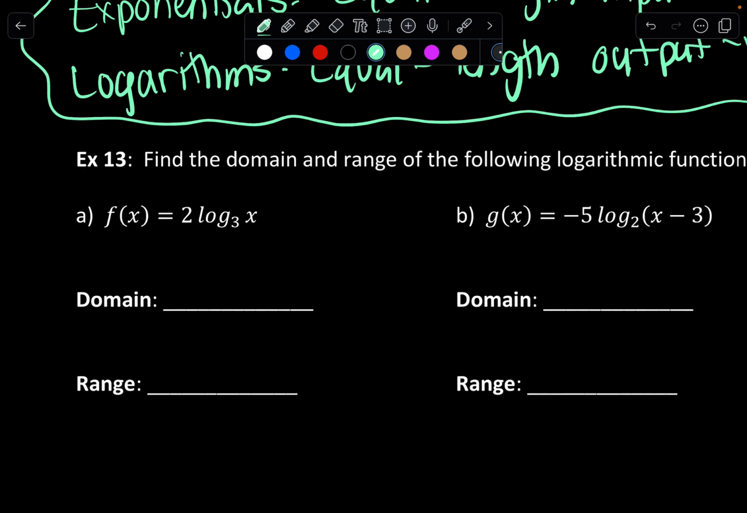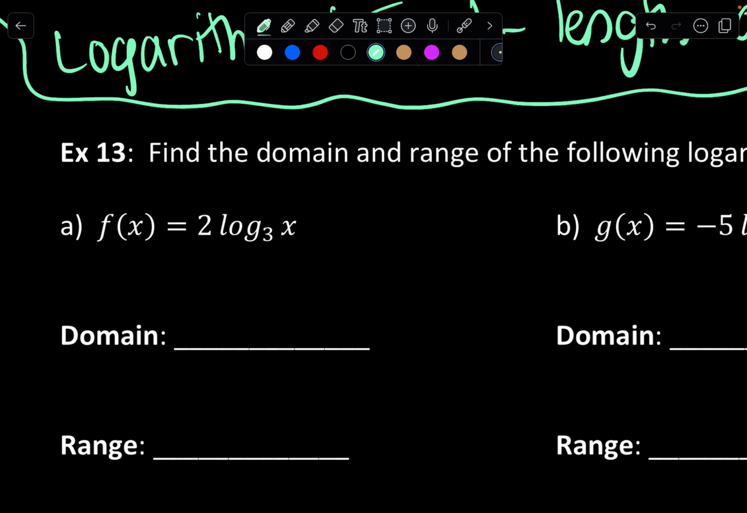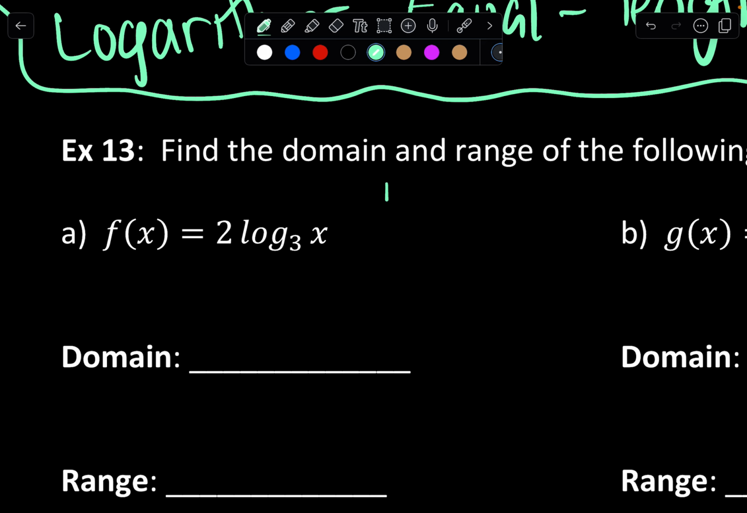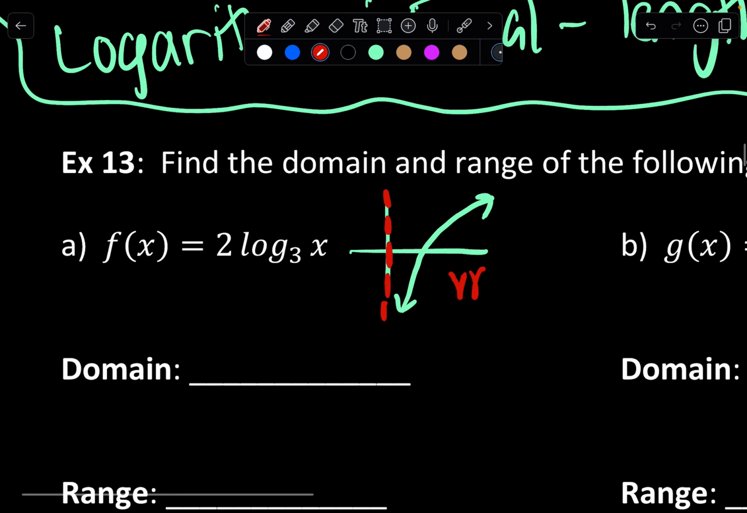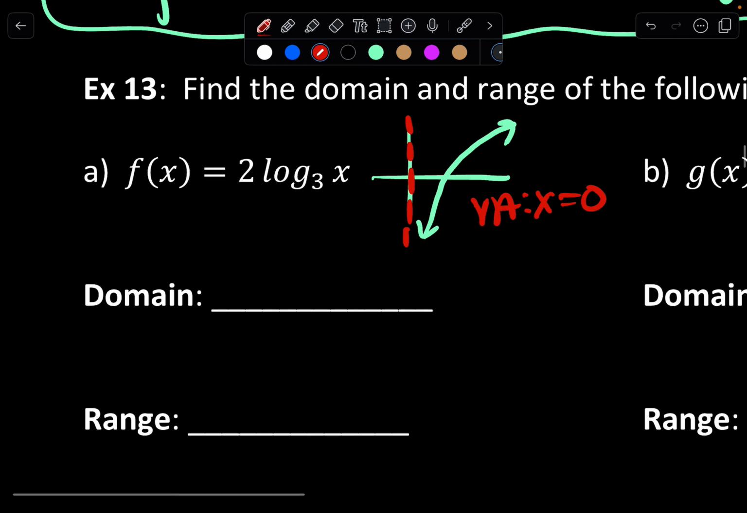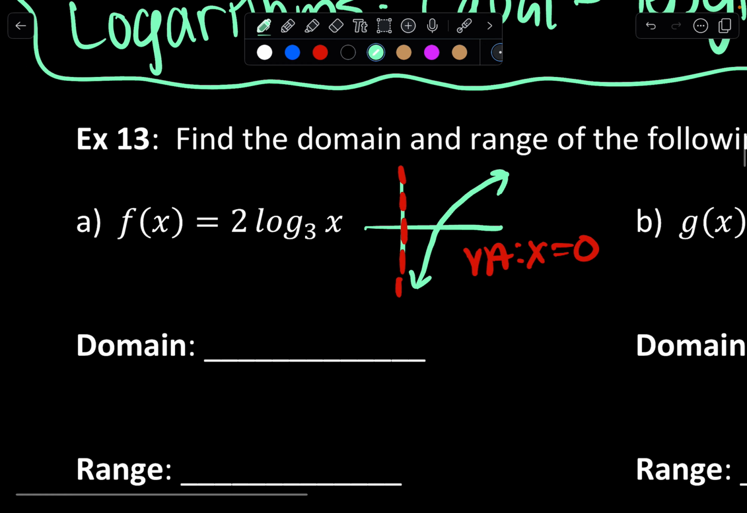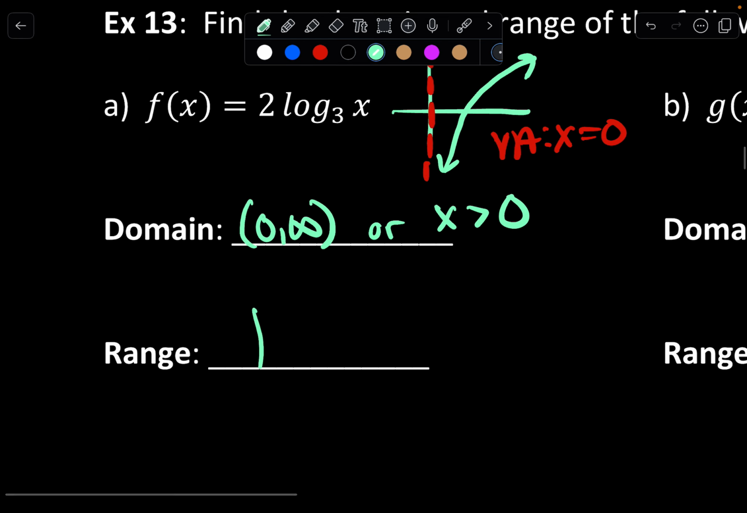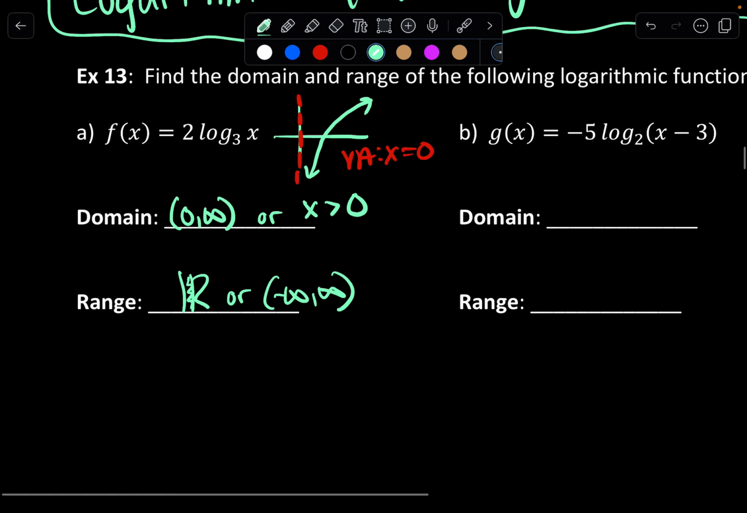All right, it says find the domain and range of the following logarithmic functions. So we have 2 log base 3 of x. Again, suggestion is draw a quick sketch. This way you have something visual to come back to, and you don't want to forget about your vertical asymptote. So for our domain, we have non-inclusive at 0 to infinity, or you can do x is greater than 0. Range is going to be all real numbers, or negative infinity to positive infinity. You can use either one.